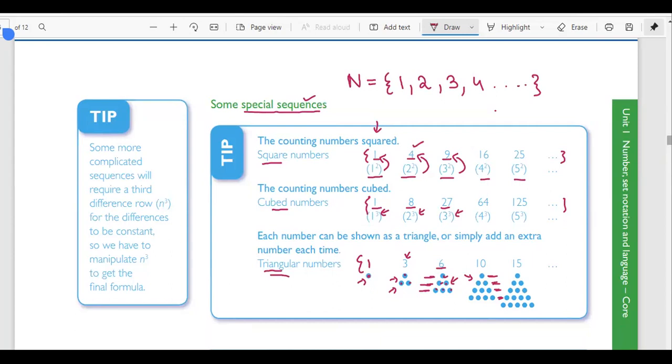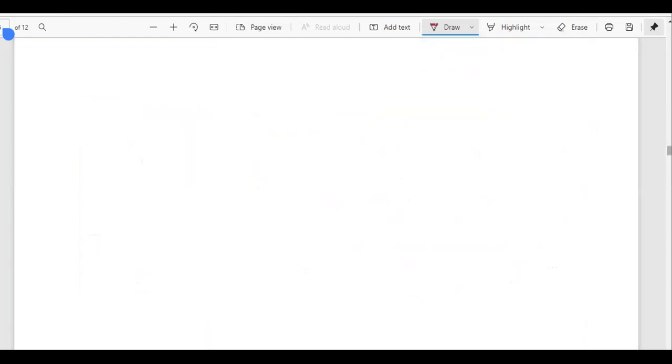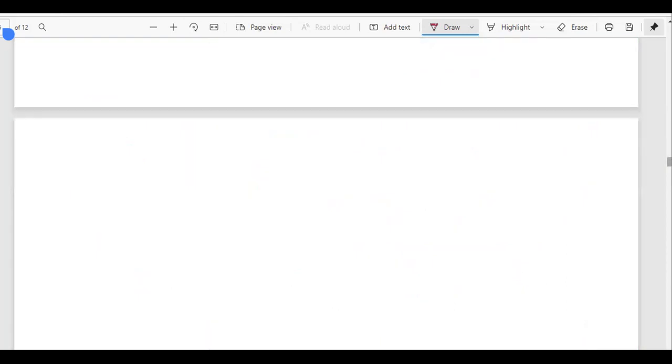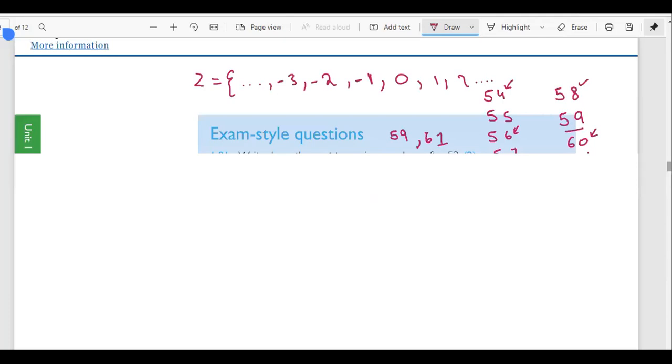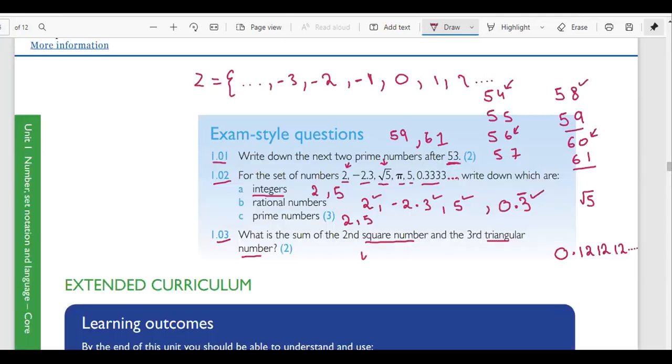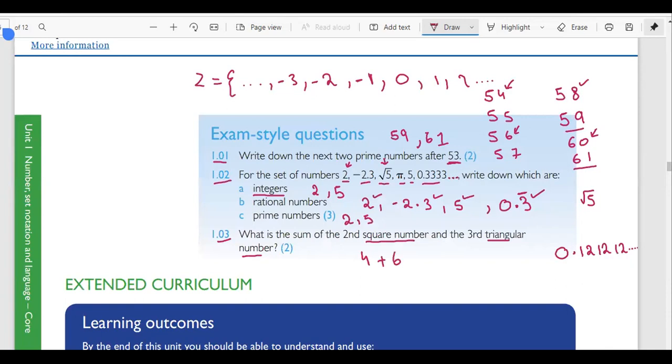Okay. So we have 4 and 6, and they want us to find the sum. So this is 4 and this is 6. So this would be 10. And are we clear with all these questions? Yes. Amir, are you clear with this one as well? Yes, ma'am.